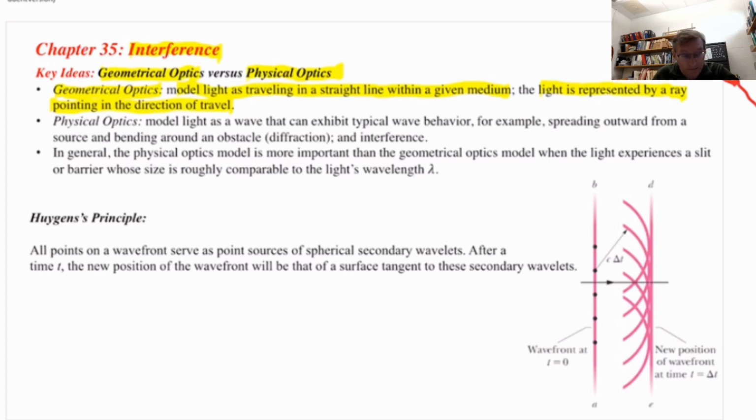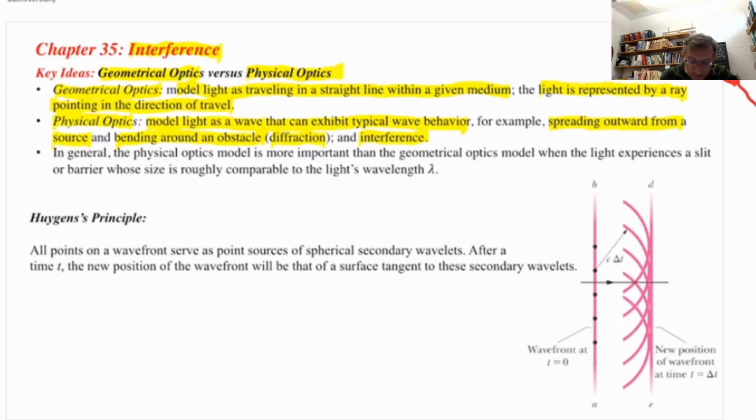It's chapter 34. But we're going to focus on what is called physical optics. And in physical optics, you model the light specifically as a wave that can exhibit typical wave behavior. Two of those common behaviors are the spreading outward from a source and bending around an obstacle, which is called diffraction. Those are wave behaviors. Also, as I've mentioned, interference. All right, that's our focus for this chapter.